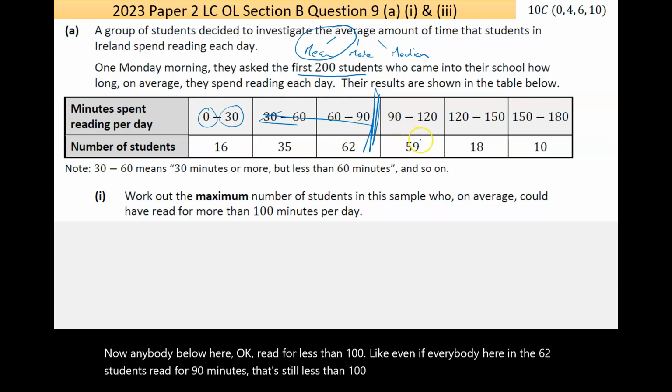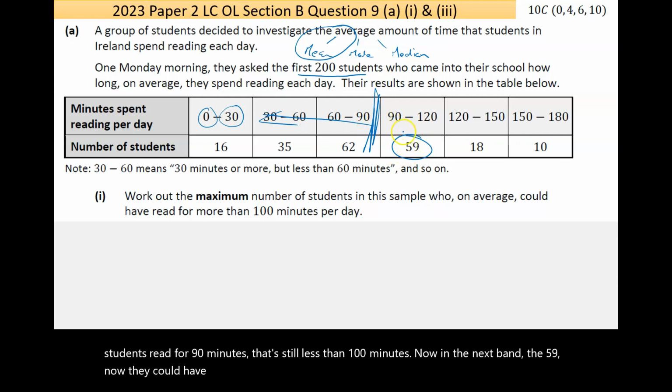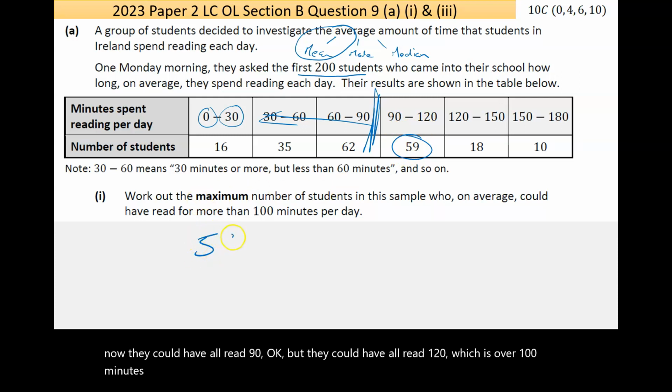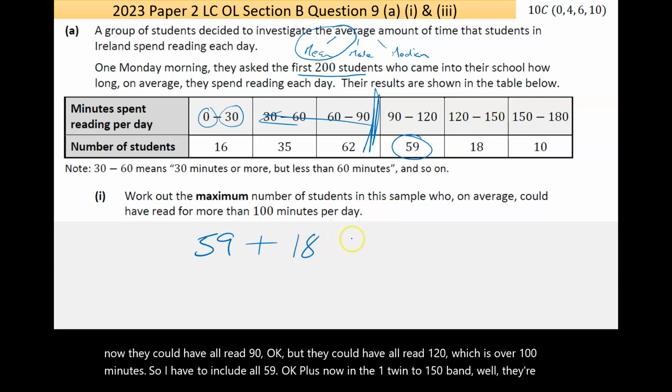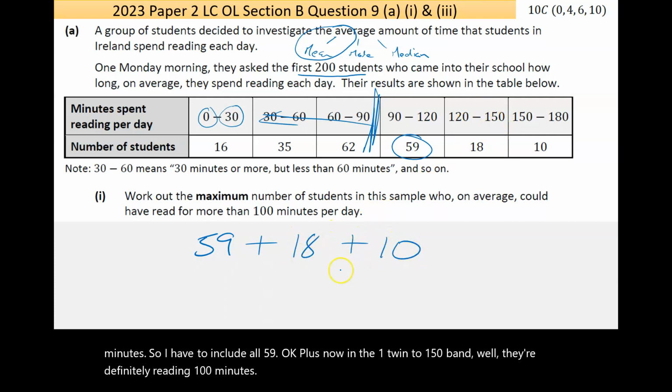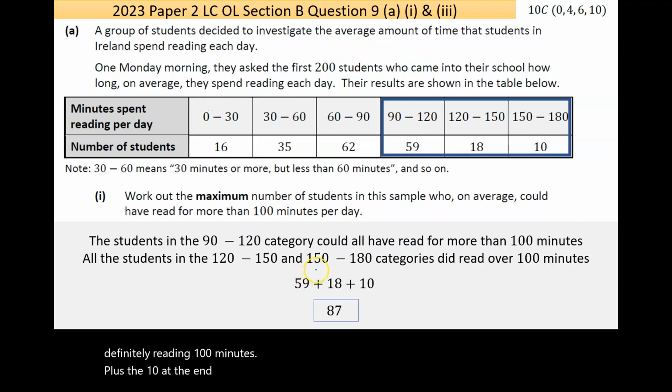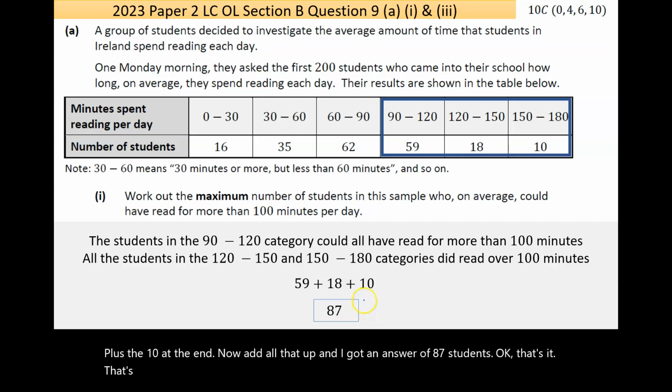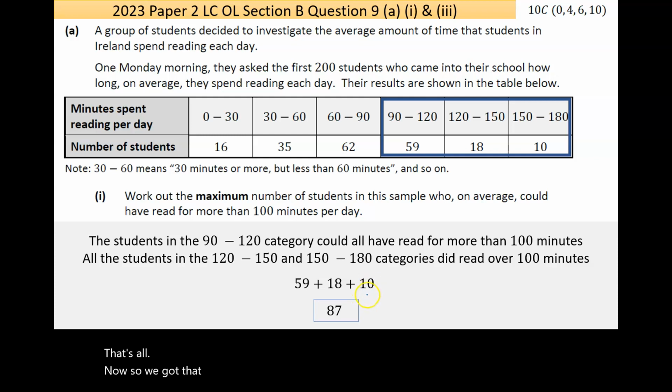Now, in the next band, the 59, now they could have all read 90, okay, but they could have all read 120, which is over 100 minutes. So I have to include all 59, okay, plus, now in the 120 to 150 band, well, they're definitely reading 100 minutes, plus the 10 at the end. Now add all that up, and I got an answer of 87 students. Okay, that's it. That's all. Now, so if we got that correct, we got the 6 marks out of 10.